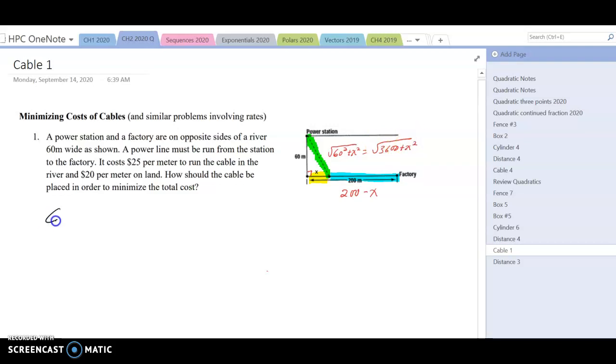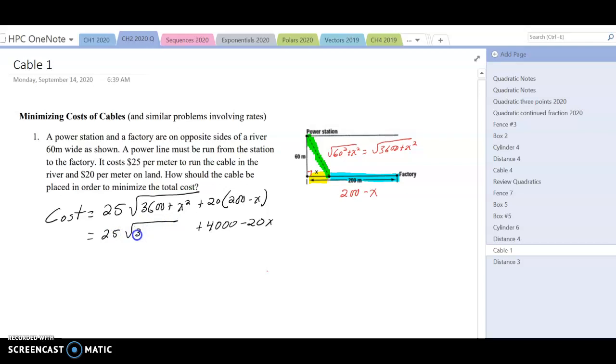So what would the cost function be? The cost is going to be $25, so 25 times the square root of 3600 plus x squared, plus $20 along the land, so 200 minus x. If you wanted to distribute this, you could. So you could say 4,000 minus 20x plus 25 square root of 3600 plus x squared. So here's the cost function.